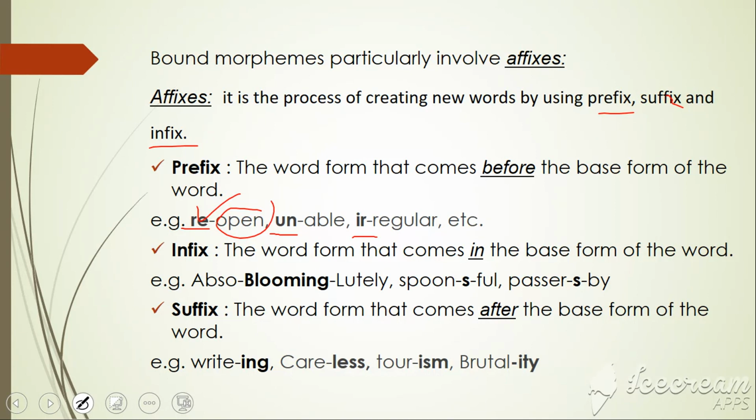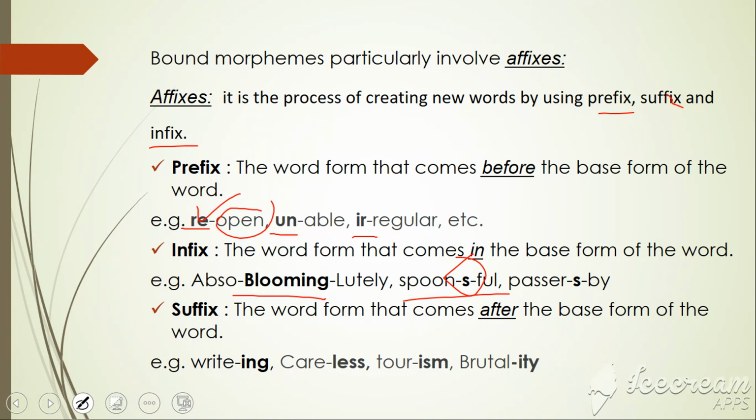In the other case, the word is absolutely. So in the word absolutely, we can add one new word, blooming. So blooming is the infix because it is coming in the middle of the base form. Like spoonsful, s is representing the role of pluralization. So s here is basically giving the idea of infix.